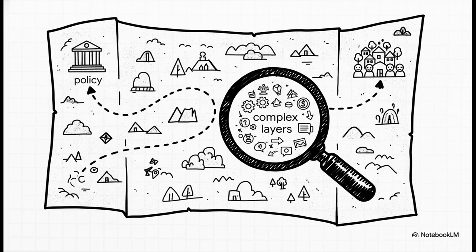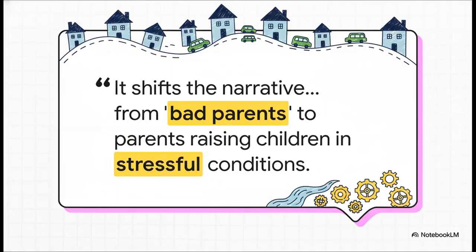Think of it like a diagnostic tool. It helps us follow the breadcrumbs from these really high-level policies all the way down to the real-world conditions that either help us thrive or cause us harm. And here's where this gets really powerful. It completely flips the script on how we talk about problems. Take a tough issue like child neglect. Instead of blaming individuals, bad parents, this framework forces us to look at the bigger picture, to see the stressful, unhealthy, and often impossible conditions that make good parenting so much harder.